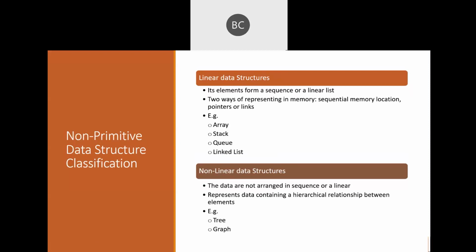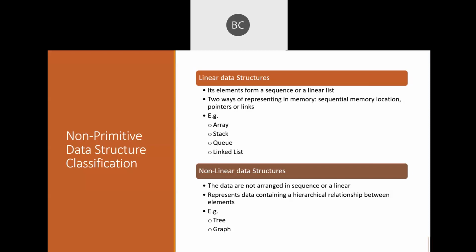From linear data types, we have a sequence of linear lists. There are two ways of representing them in memory: one is sequential memory location, the other is pointer or link. Array, stack, and queue are sequential. And for the linked list, we have separate pointers and links. So when we learn about the linked list, those pointer concepts will come here again.